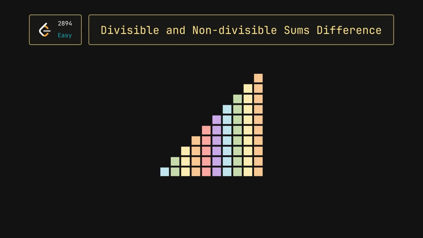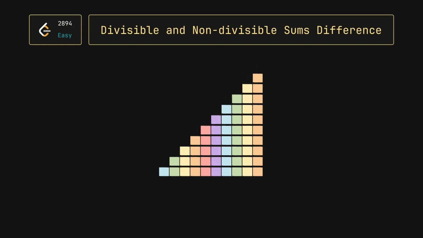Imagine representing each number from 1 to 10 as a column of squares, forming a triangular arrangement. The total number of squares represents the sum of all integers from 1 to 10. Now, let's create a visual proof.